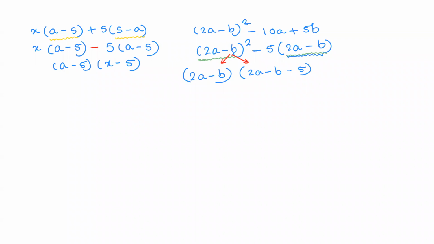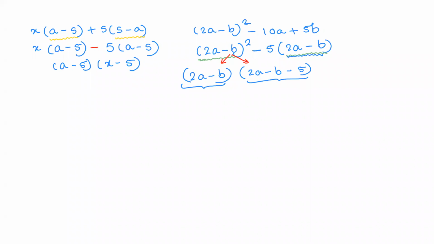So now the factorization is complete. See, you have got two factors, and that is 2a minus b and 2a minus b minus 5. Pretty neat, isn't it? If you had expanded, then where would this have ended up? So if you got an idea from this question, I'm sure you will be able to do the next one also.